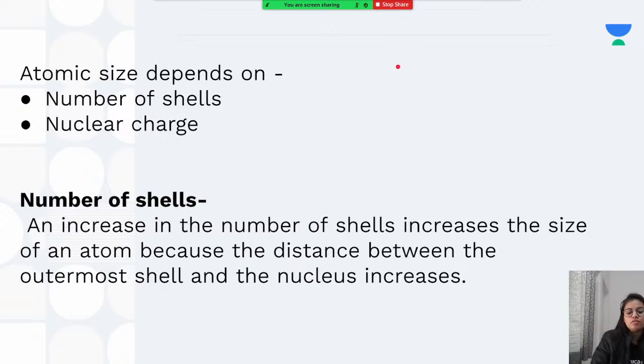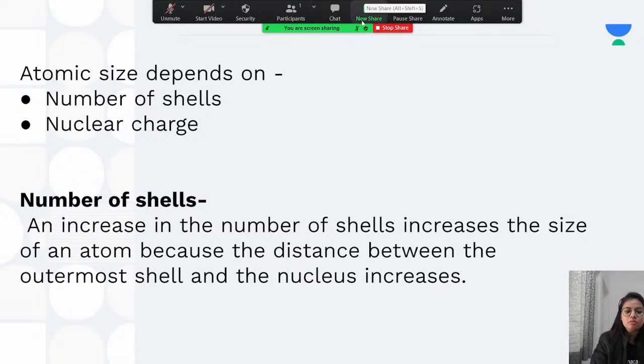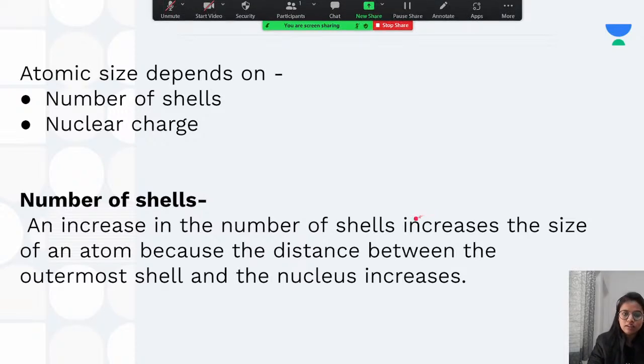So as the number of shells increases, the size of the atom will increase. And why is it happening? Because the distance between the outermost shell and the nucleus is increasing.